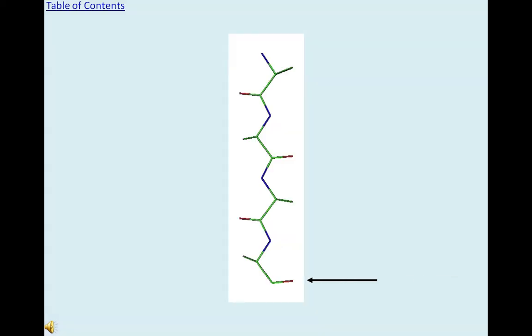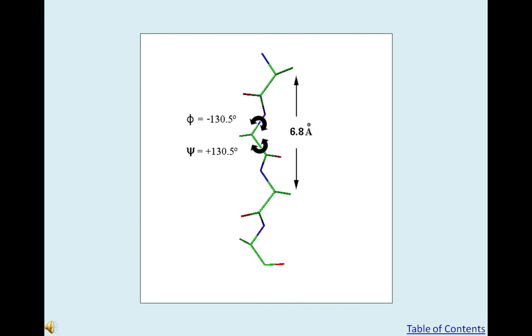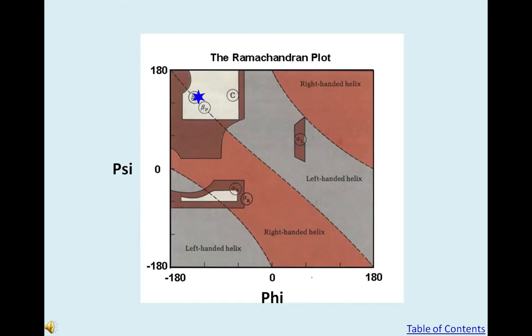By altering the phi and psi angles, we can contract the structure. At psi and phi angles of approximately plus or minus 130.5 degrees respectively, we get an R group spacing of 6.8 angstroms, which, as we shall see, is perfect for DNA. These angles place this beta sheet in the most favorable region of the Ramachandran plot, as indicated by the blue star.